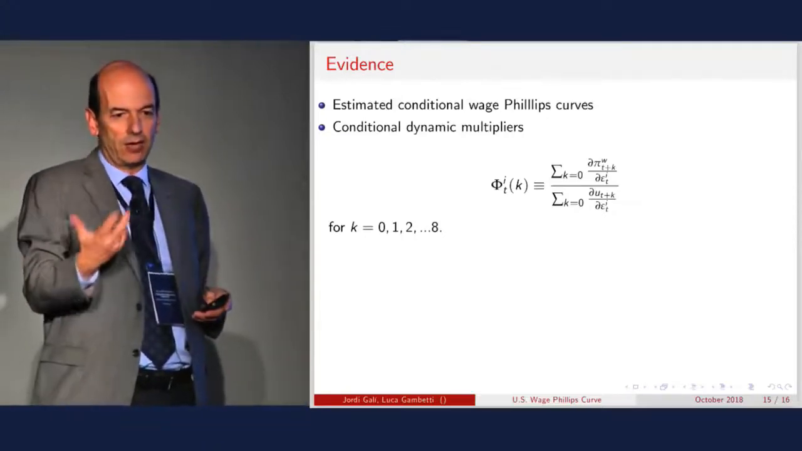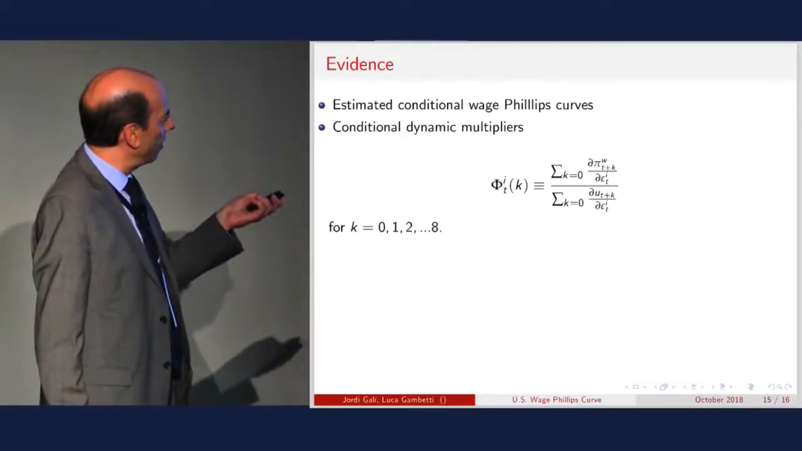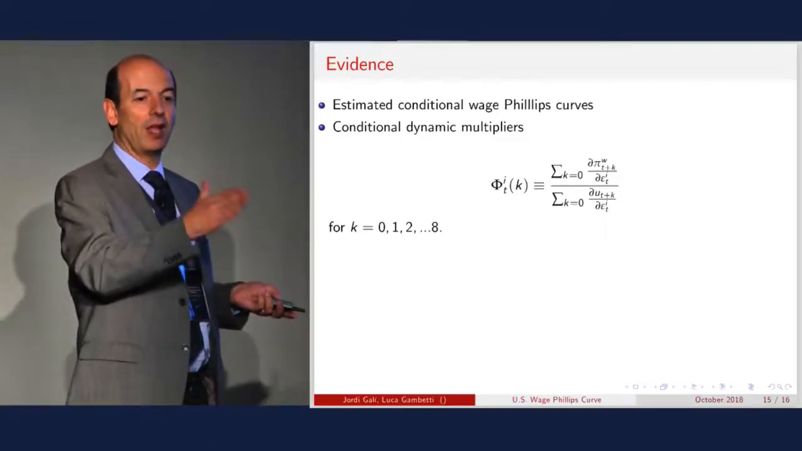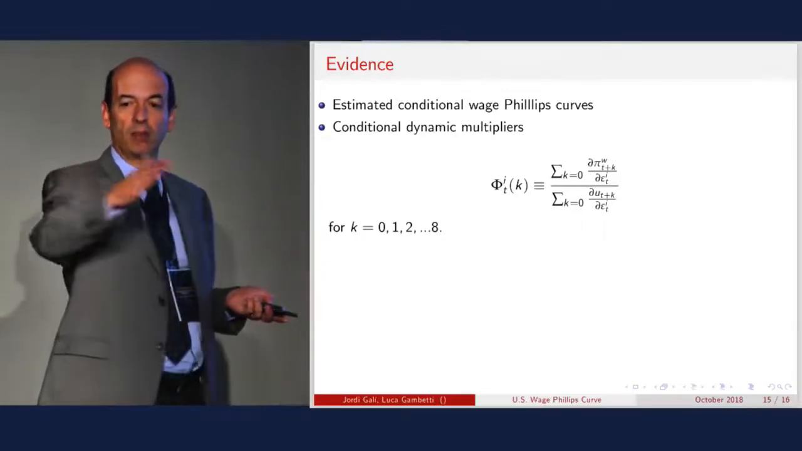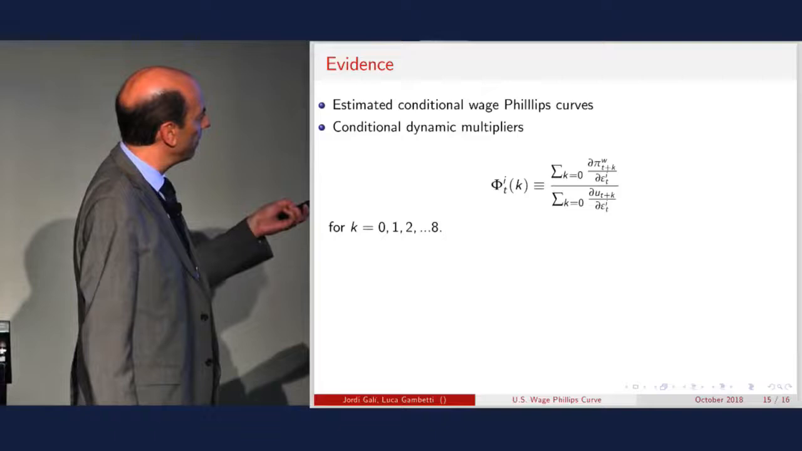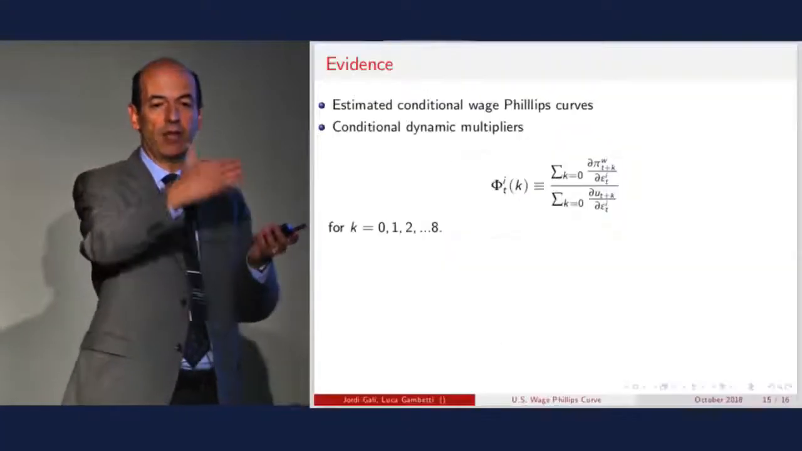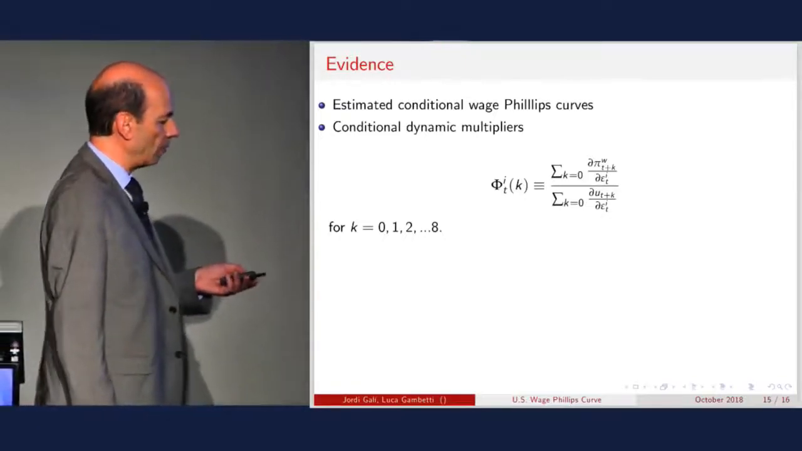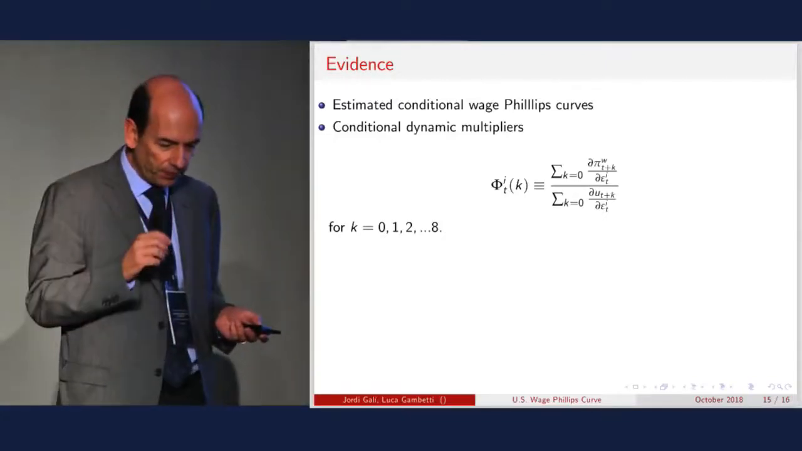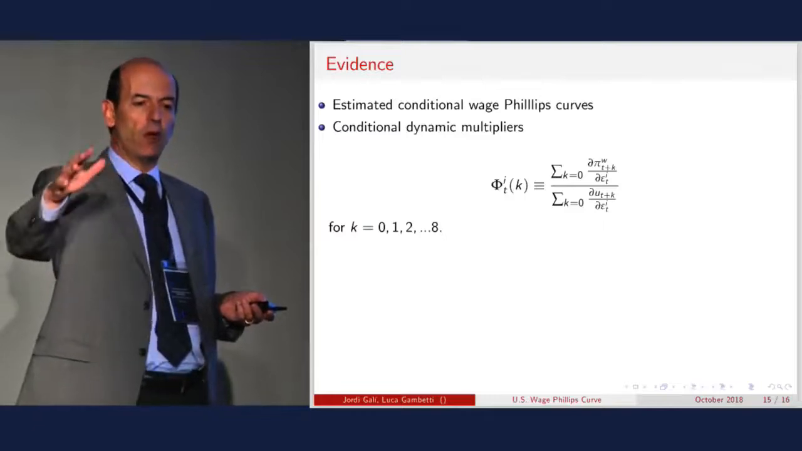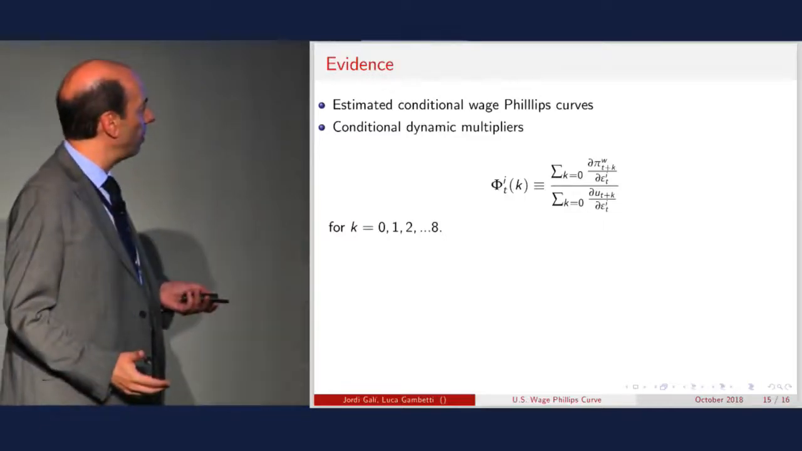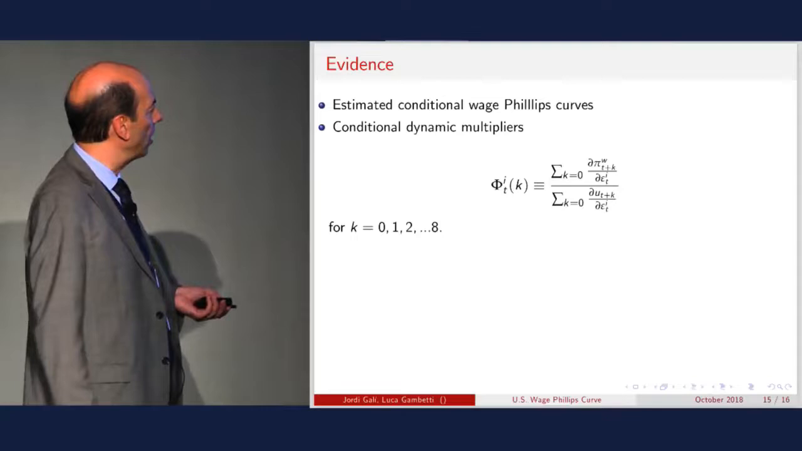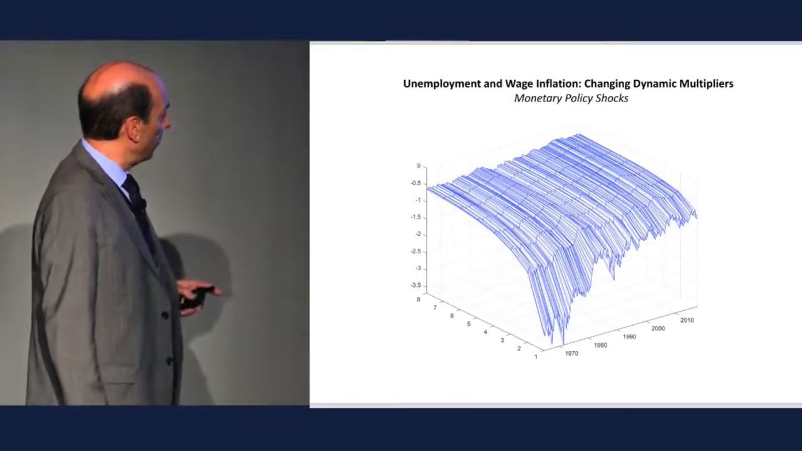Now, the nice feature of this multiplier is that it has a time subscript, so our framework allows us to estimate this multiplier for each period and to see how it has changed over time. And K here is the horizon. We have to truncate it somehow, so we can compute it at different horizons. What I will show you next, and that will be the last piece of evidence, is the evolution over time of these conditional dynamic multipliers in response to different shocks other than the wage markup shock. In particular, this is in response to monetary policy shocks.